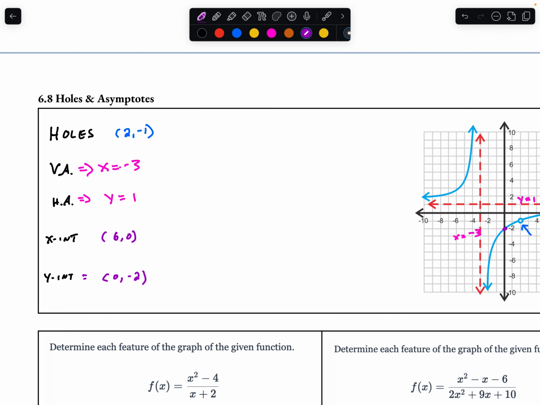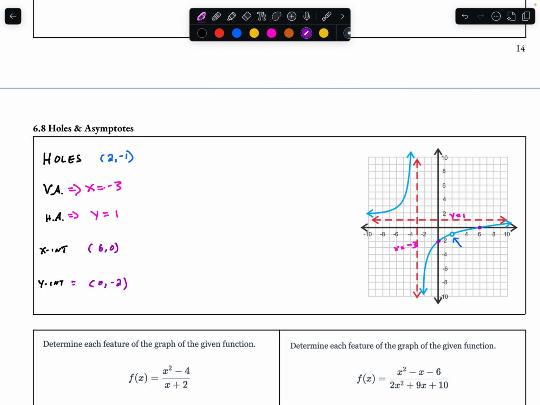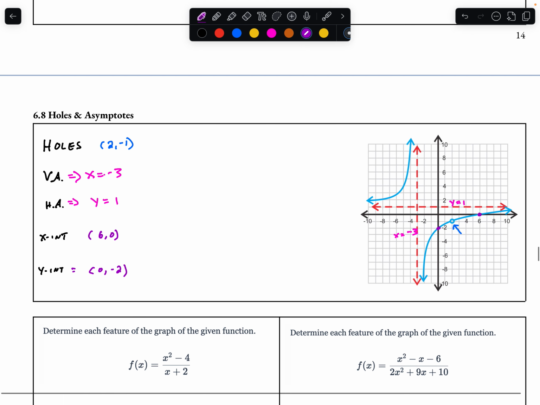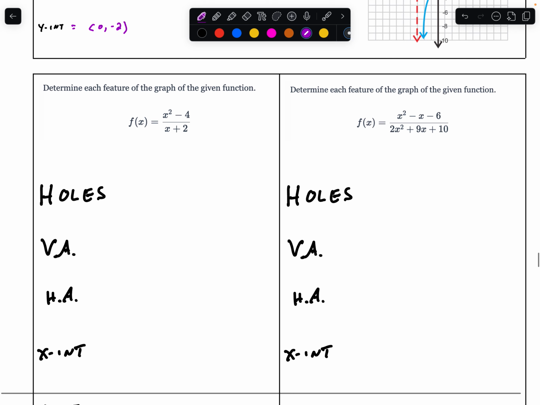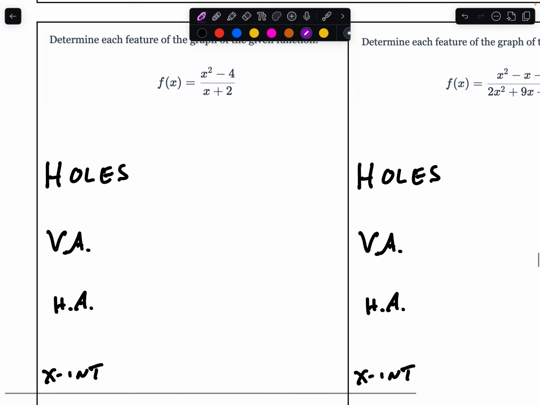Okay, so there's a lot going on with these rational functions. And you can see here we've got holes, vertical asymptotes, horizontal asymptotes, x-intercepts, and y-intercepts. So it's all information that we need. Okay, so that's what it looks like visually here. So what we're going to do is figure out how we find all of these if we have a function. So this is where our factoring is going to come into play.